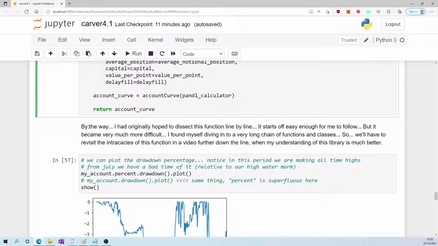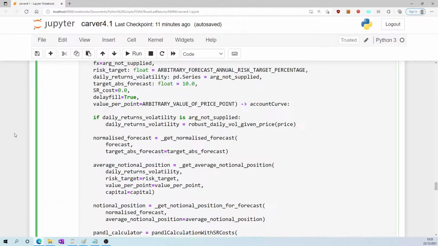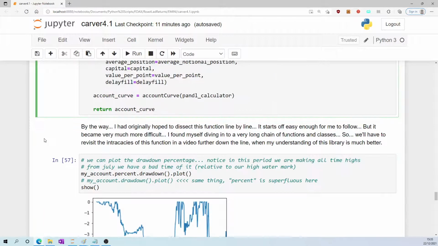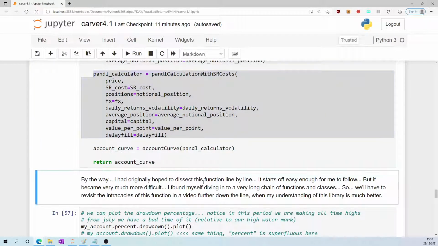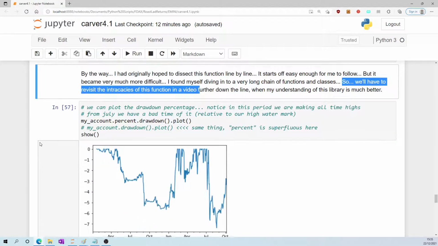By the way, I had originally hoped to dissect this profit and loss function one line at a time, and it starts off easily enough to follow, but it becomes really quite difficult, especially when you get down to this bottom block. I then found myself diving into a very long, seemingly endless chain of functions and classes. So I'm going to revisit the intricacies of this function in a video further down the line when I understand pysystemtrade much better than I currently do.